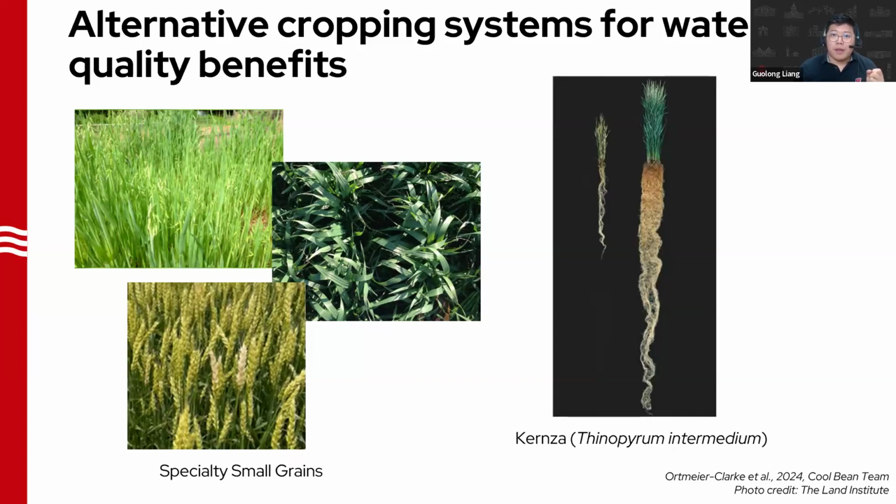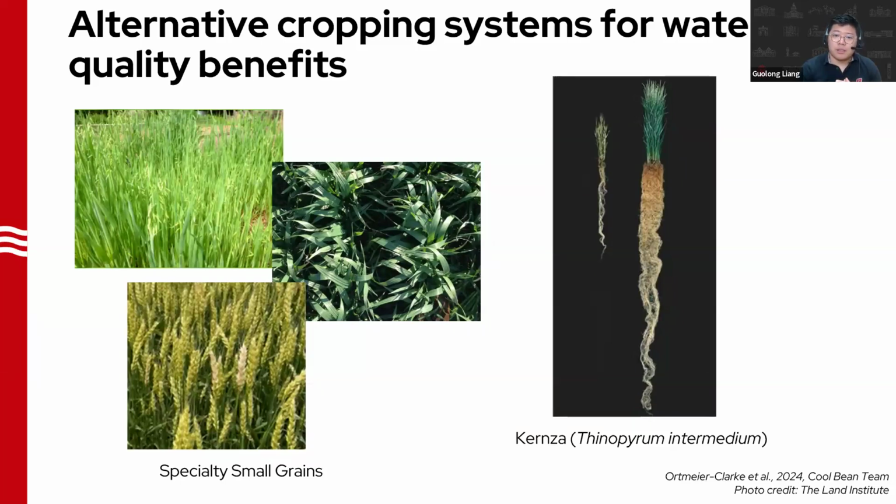One other alternative crop that has been brought up in the water quality conversation a lot these days is intermediate wheatgrass, also known as kernza. Its long roots and its perennial habit allow for promising water quality benefits, as it can also serve as a forage as well as a grain.